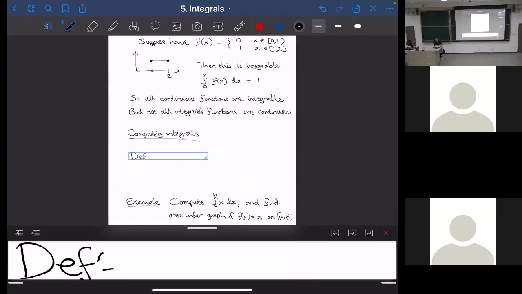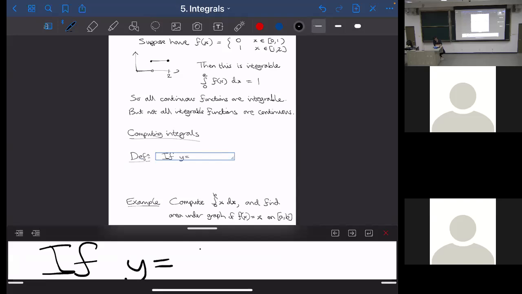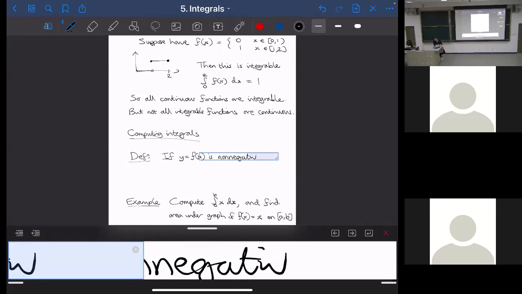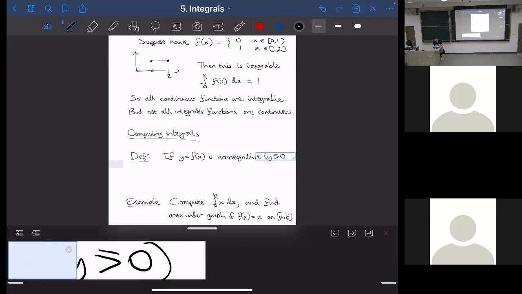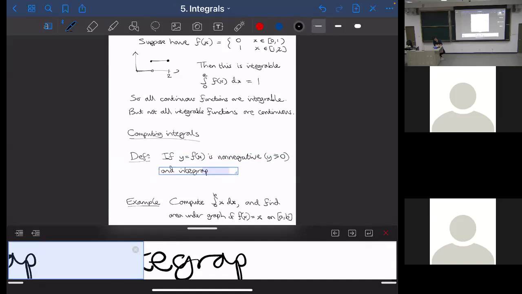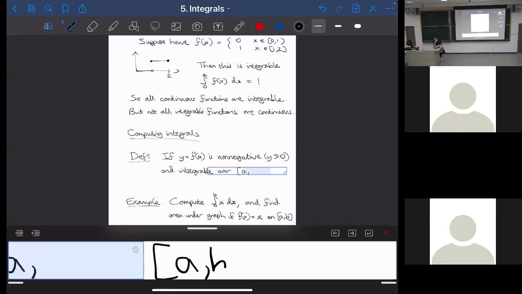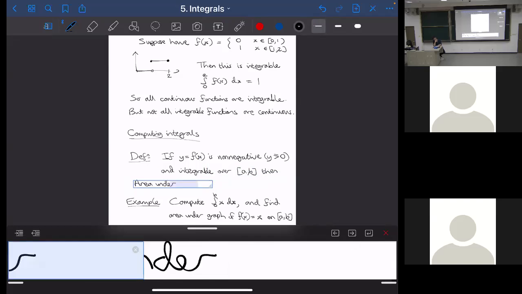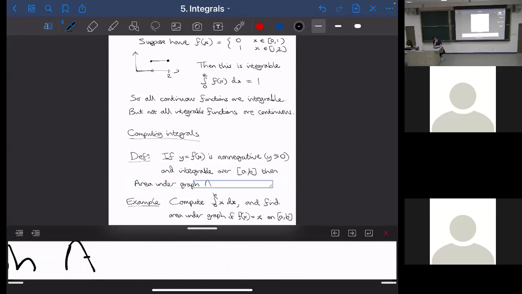So definition: if f is non-negative, meaning this, and integrable over [a, b], then the area under the graph A is defined to be the integral from a to b.